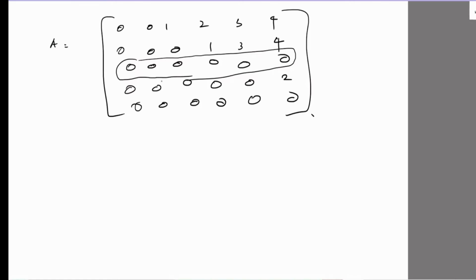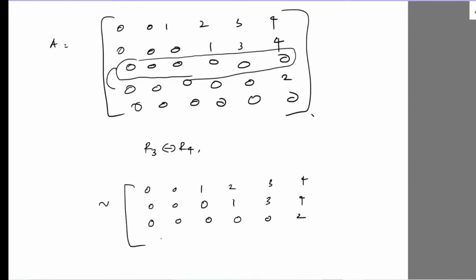So suppose that I am interchanging. The last row is zero, but the third row is also zero. It is not at the bottom. So suppose I am interchanging R3 and R4. We will get 0, 0, 1, 2, 3, 4, 0, 0, 1, 0, 0, 0, 1, 3, 4, and the third row will be 0, 0, 0, 0, 0, 2. The fourth row is completely 0 and the fifth row is also completely 0.